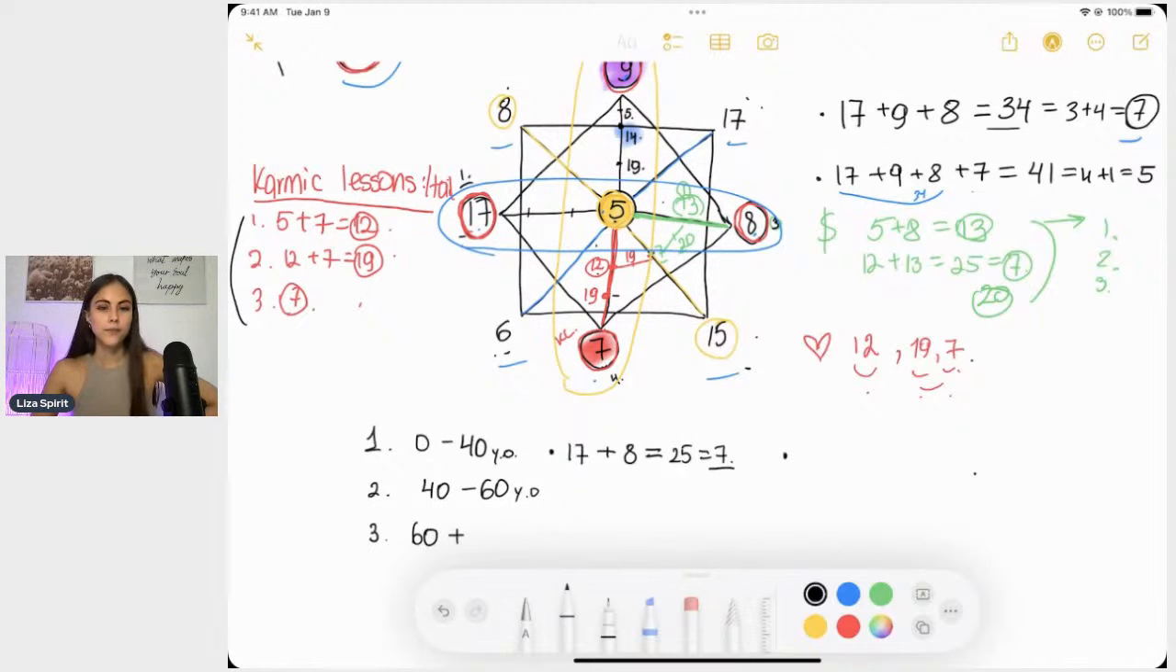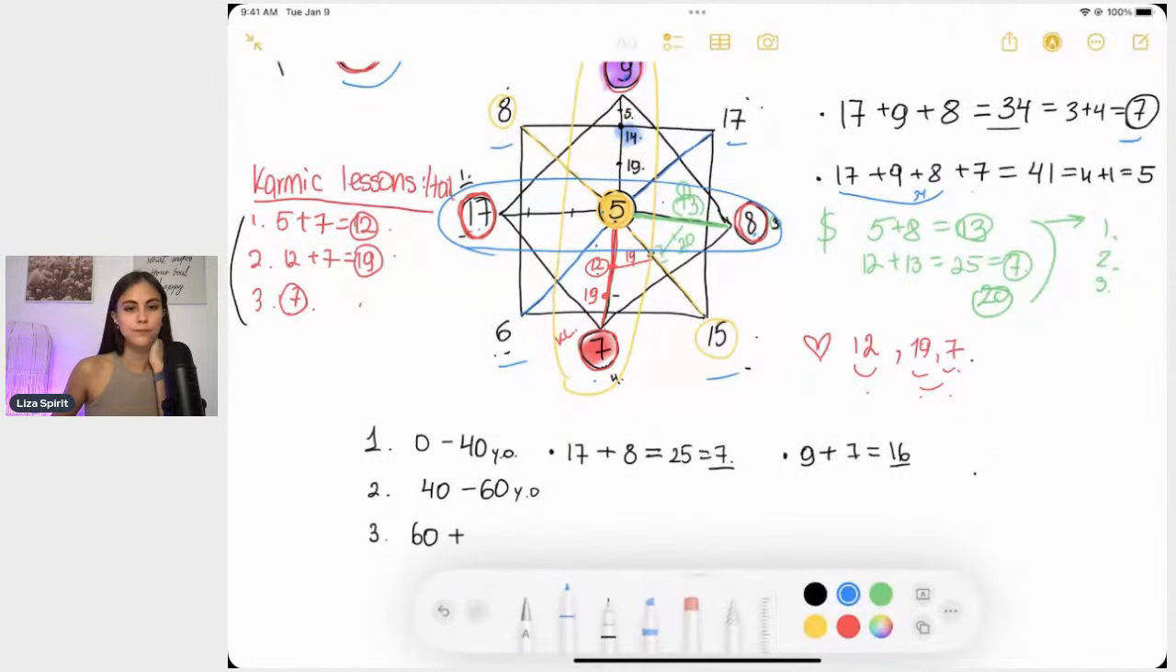Then we take the one which I highlighted in yellow. 9, the month when you were born, plus 7. So we take two ends, right? If you can see, we take two ends. We take 17 and 8 as one number, and then we take another end, the top one, 9 and 7. Are we good? Let me know if you are struggling. 9 plus 7, it's 16.